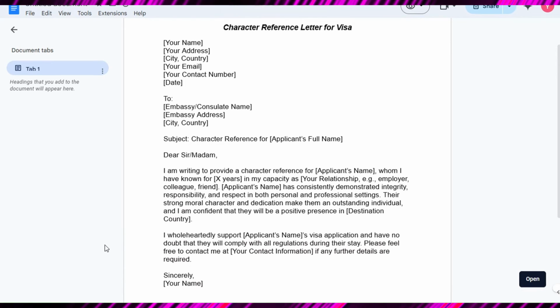You'll notice how it highlights the applicant's integrity, reliability, and positive character traits. The letter clearly explains your relationship with the applicant, how long you've known them, and why you believe they are a trustworthy individual. It also includes key details about their background, conduct, and reasons for travel, reinforcing their suitability for the visa. By following this format step by step, you can craft a strong and persuasive character reference letter that supports their application. This letter helps immigration officials assess the applicant's credibility and intentions.